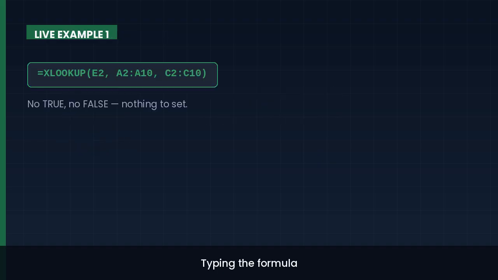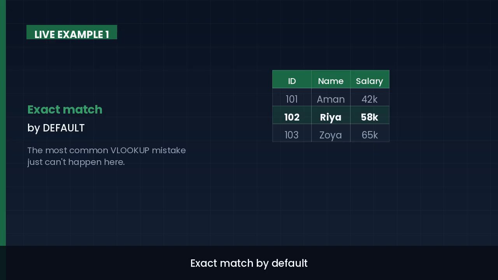Watch this. I didn't set TRUE or FALSE anywhere. XLOOKUP defaults to exact match. That one default alone removes the most common VLOOKUP mistake, accidentally leaving it on approximate match.